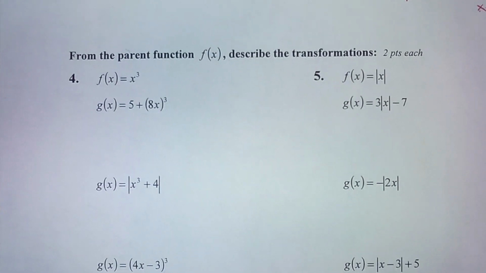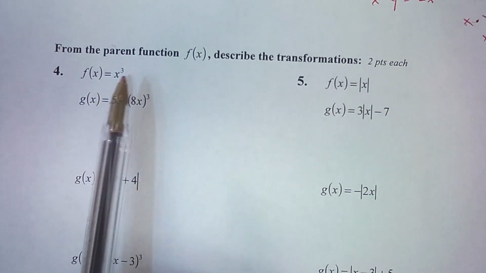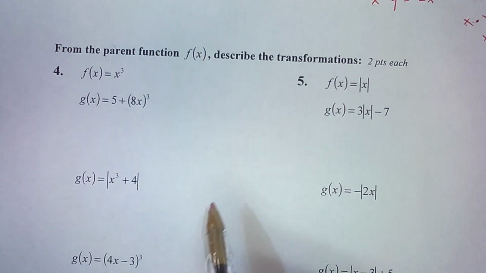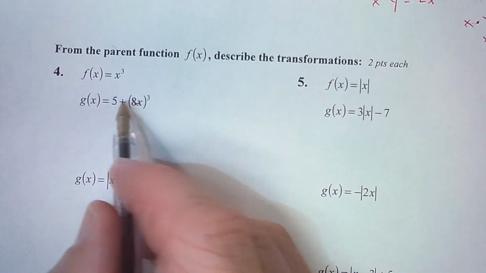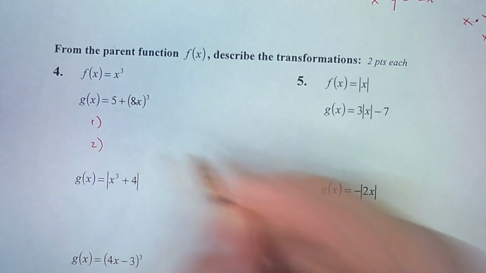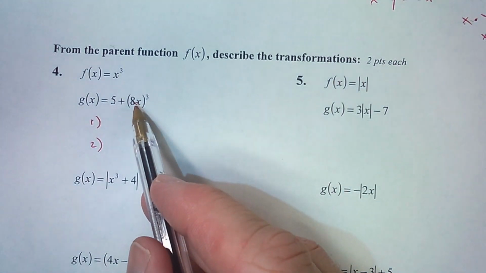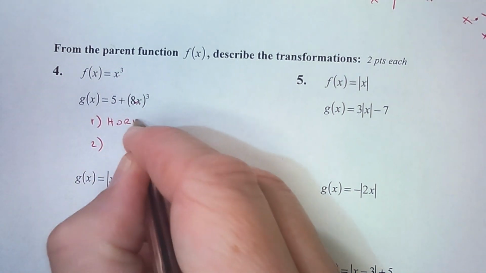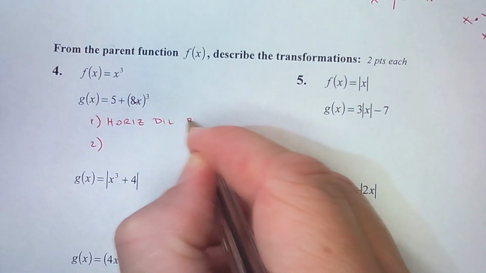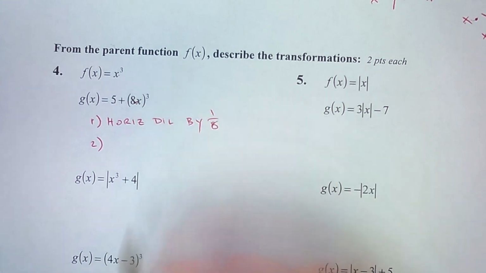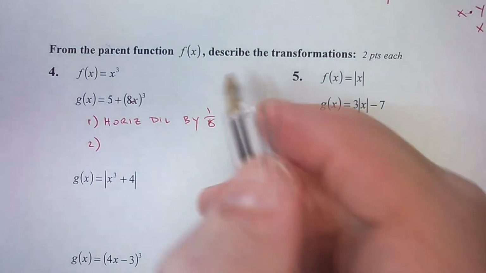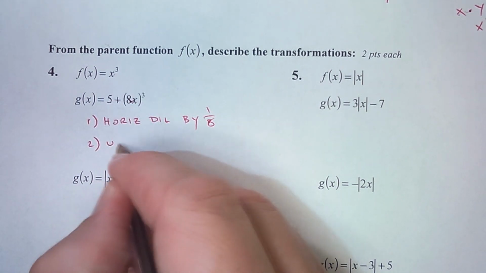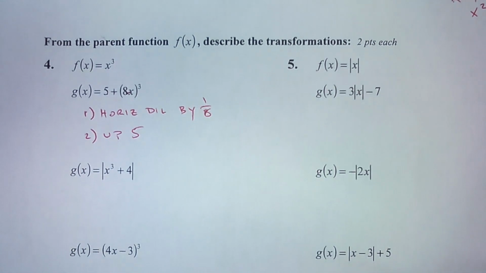Okay, now on to some transformations. So we're transforming f of x equals x cubed, and I see two different things that take place here. First, we do inside the function, and it's multiplying, so there is a horizontal dilation by the reciprocal, which is 1/8. And then, outside of the function, there's a positive 5, it goes up 5.